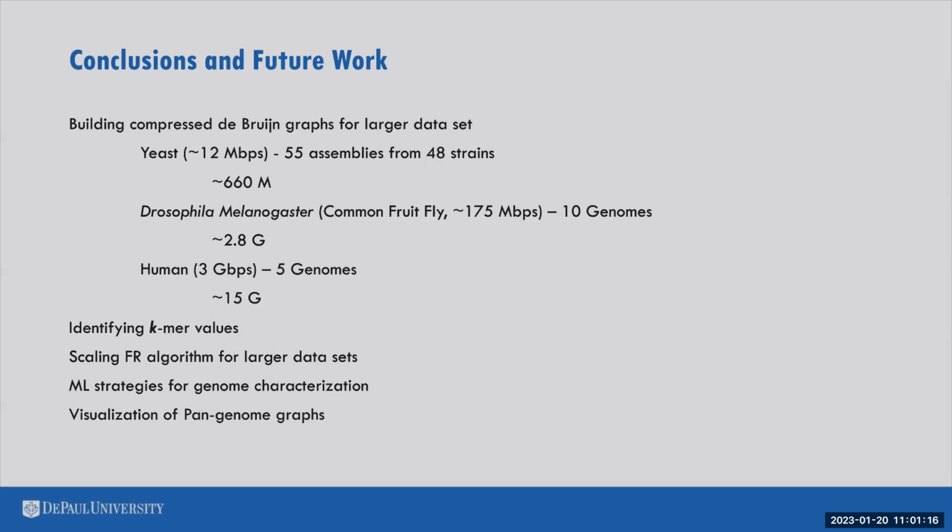So some pre-processing to identify k-mer values will be helpful. And then the frequented regions pangenomics algorithm that we have right now works for East 100, but when we tried it on East 200 or East 500, for example, we are not able to get the region. So we are currently working on trying to scale that.